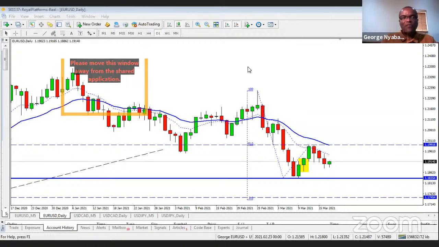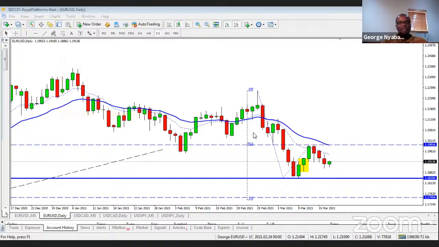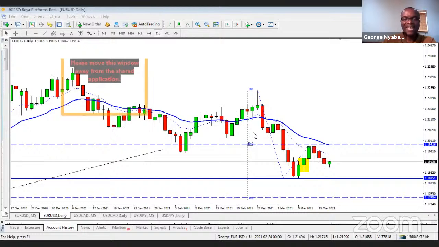So let's have a look at a few things. There are three currency pairs that I'm trading: the euro dollar, USD CAD, and the USD yen. So you hear me talk about the euro, the CAD, and the yen, and I'm making reference to these currency pairs. First thing, of course, that we do is have a look at the daily time frame.